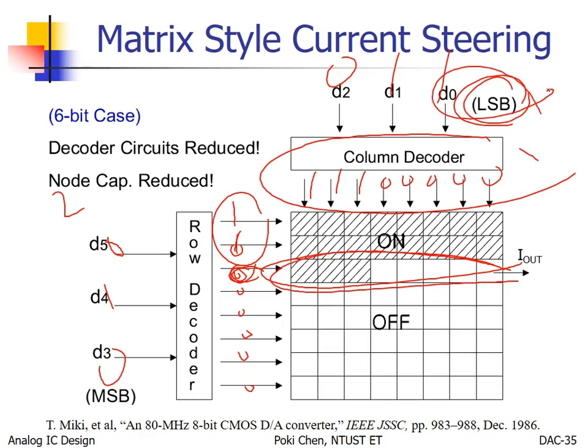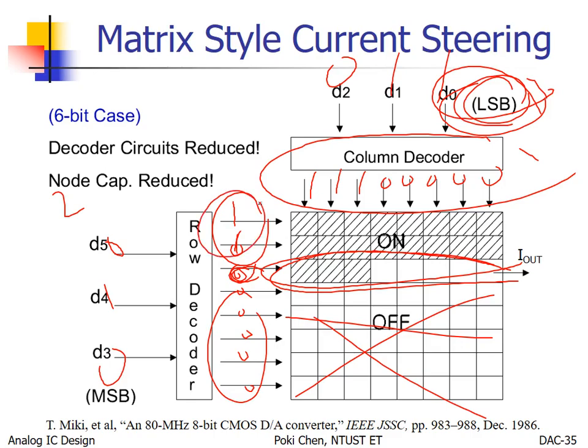Okay? How about the other zeros? All those will be turned off. Only the first zero beside ones will pass the control of its own row to the LSB decoder. Okay? And how about all the ones?